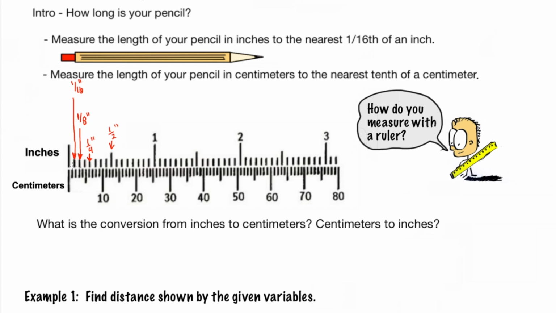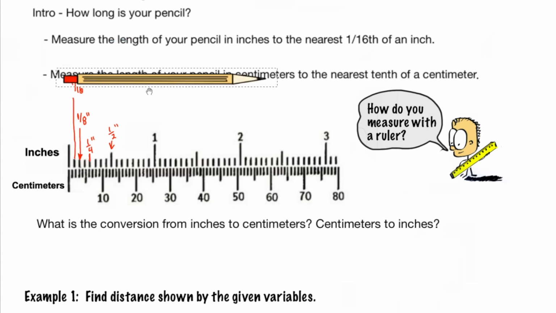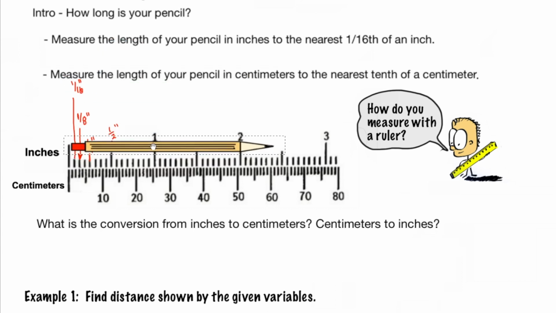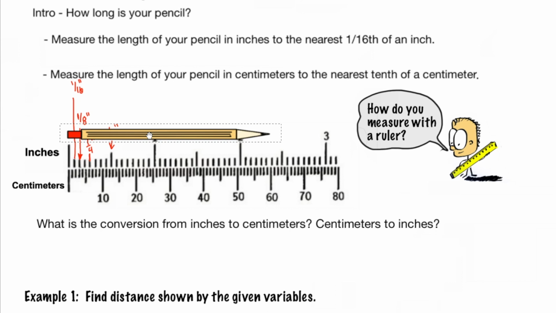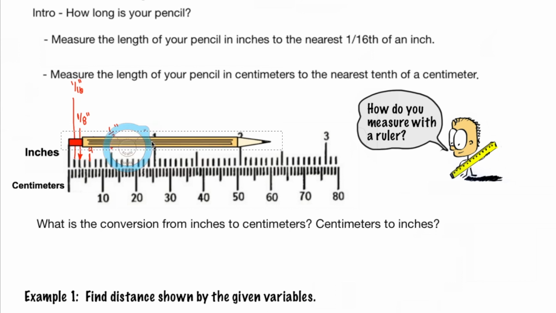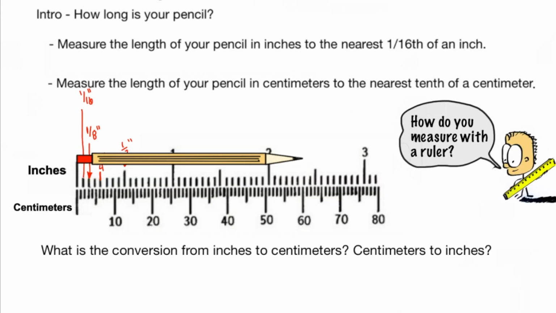So let's see it here. I'll draw it out. Of course, we can go to 1/32 and 1/64, but our ruler doesn't go down to those small increments. So let's measure my drawn pencil here.